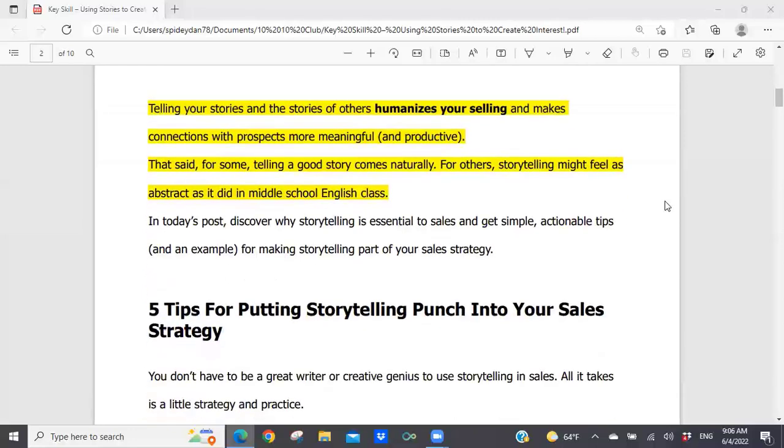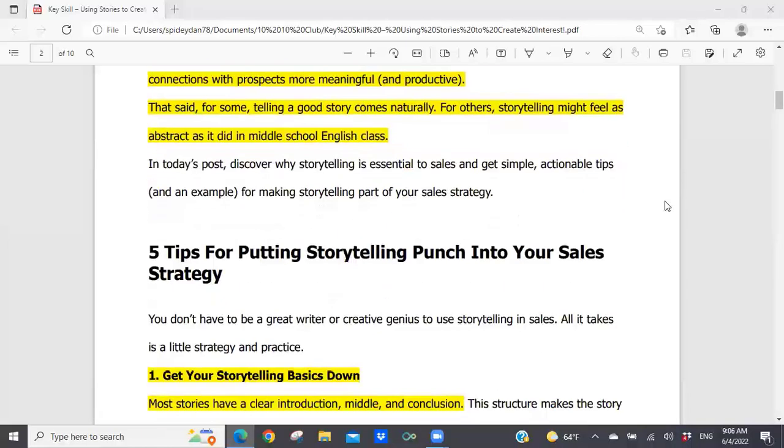So the author of this article has 5 tips for putting storytelling punch into your sales strategy. I want to go through the 5 tips, and then we want to actually go into what I believe is the meat of today's presentation: work that David Munoz has done, and you'll see that David has incorporated these 5 tips, whether he knows it or not, into his video series on nitric oxide therapy.